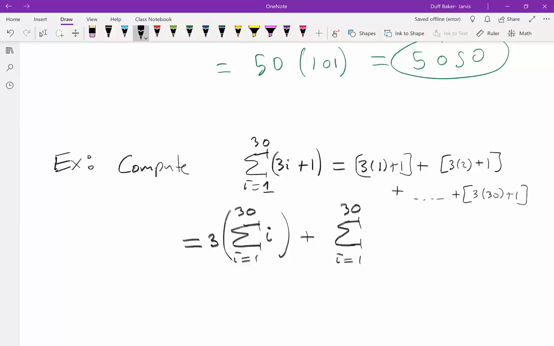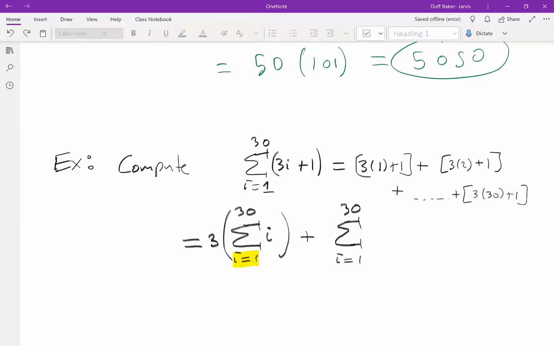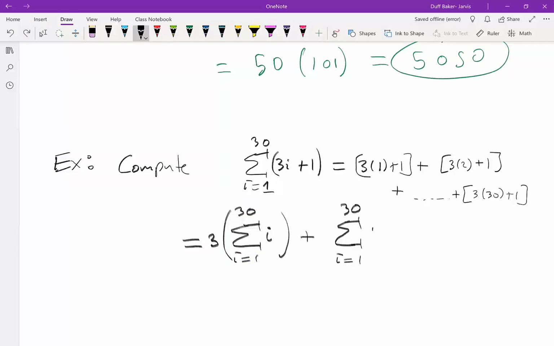And the top and bottom parts always stay the same when you do this. They're always the same. Those don't change. And so I have to put a 1 here. A 1.